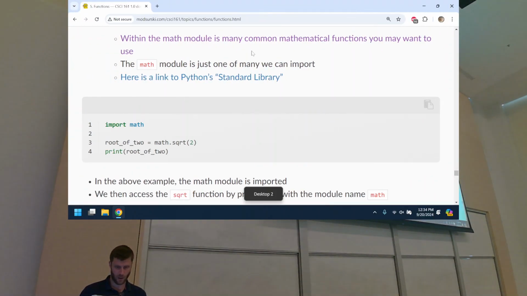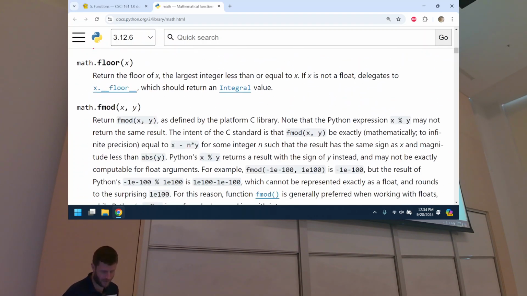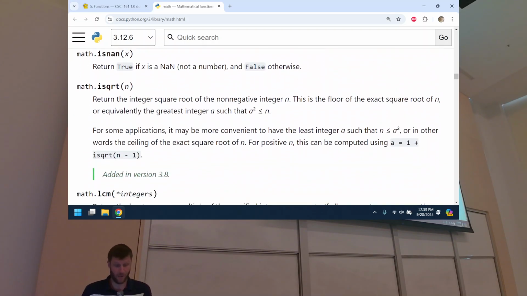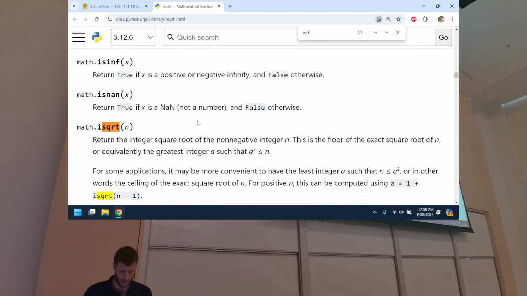And in fact, the math module is a very popular one. Here is the actual Python documentation for math. Now, warning: before you use any function, it's probably a good idea to read what the documentation says. For example, okay, what's sqrt? So this is the official documentation from Python.